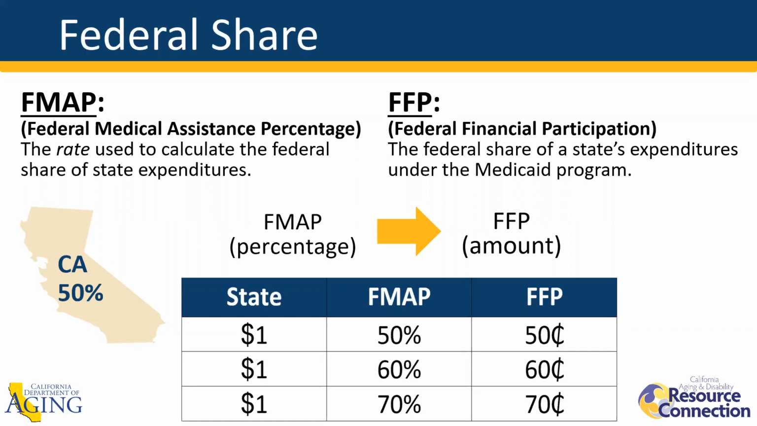Not every state has the same FMAP. The FMAP is actually based on a formula that provides a higher reimbursement to states with a lower per capita income compared to the national average. So in California, the FMAP happens to be 50% for most things. However, the feds will reimburse at a higher percentage for certain populations or activities.